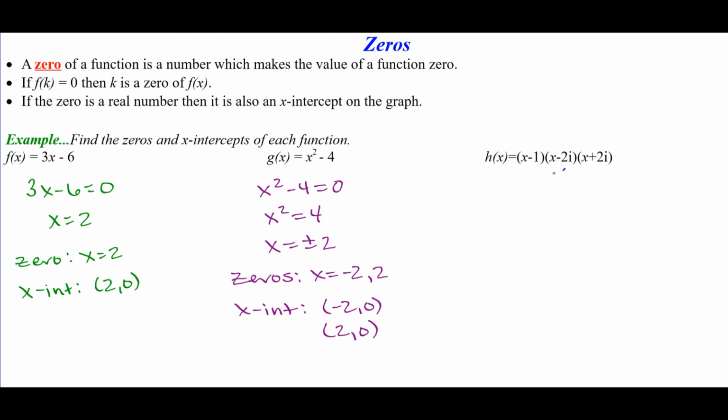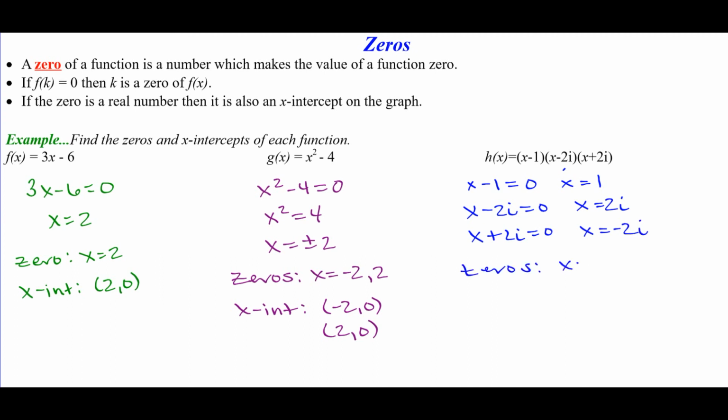So remember here, we just set each factor equal to 0 and solve it. So I'm going to go x minus 1 equals 0, which is going to give me x equals 1. I have x minus 2i equals 0, so that's going to give us x equals 2i. And finally, we have x plus 2i equals 0, which is going to give us x equals negative 2i. So I have three zeros at x equals 1, 2i, and negative 2i.